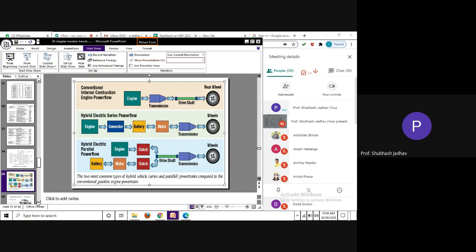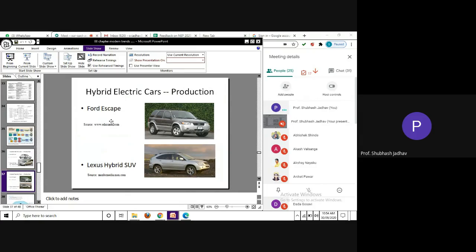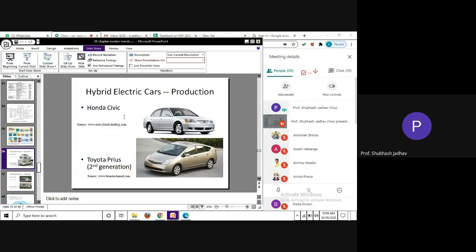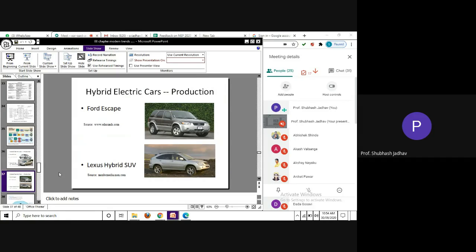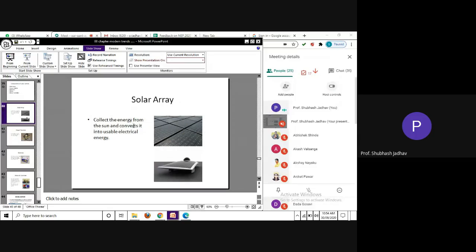So nowadays you are talking of so many hybrid vehicles, and you can see over here the hybrid electric cars. Then you have different models like the Honda Civic, Toyota Prius, then the Ford Escape, and so on. Now I think we are moving to the solar system. So we have a solar system.